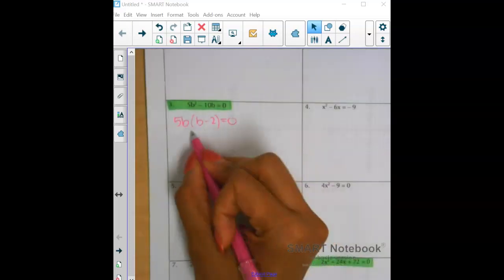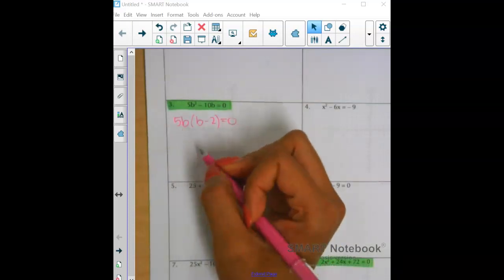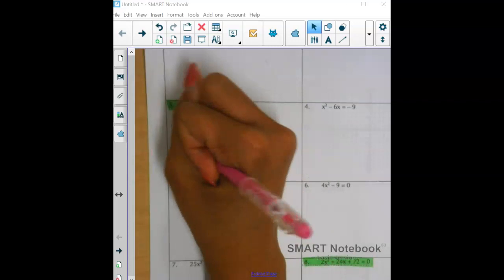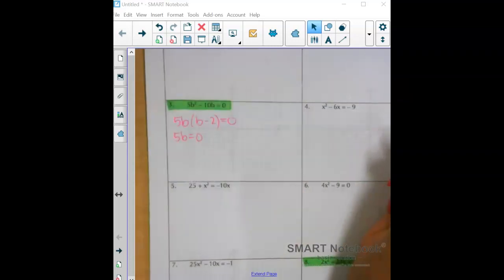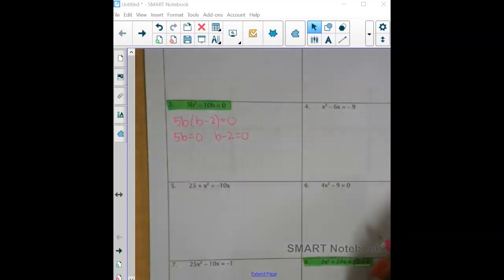Okay, so what we're doing here, what you're technically telling me, is we need to use what's called the zero product property. Zero product property means you need to take 5b, set that equal to 0, and then take b minus 2, set that equal to 0. By the zero product property, you split and set each of the binomials, monomials, whatever the polynomial is, equal to 0 and solve. So that's exactly what we're doing.